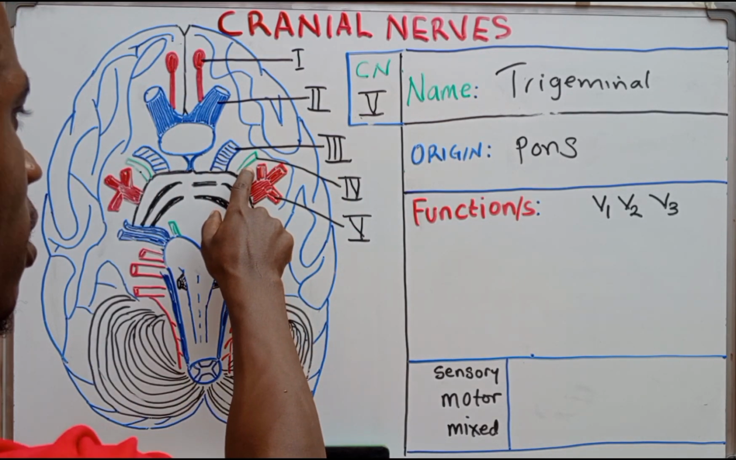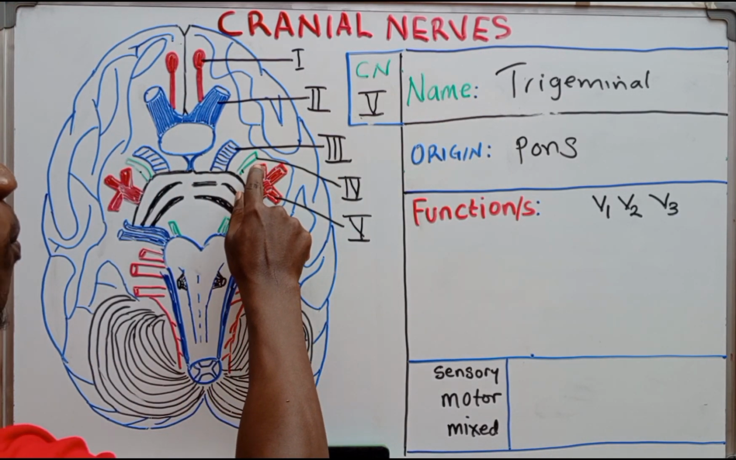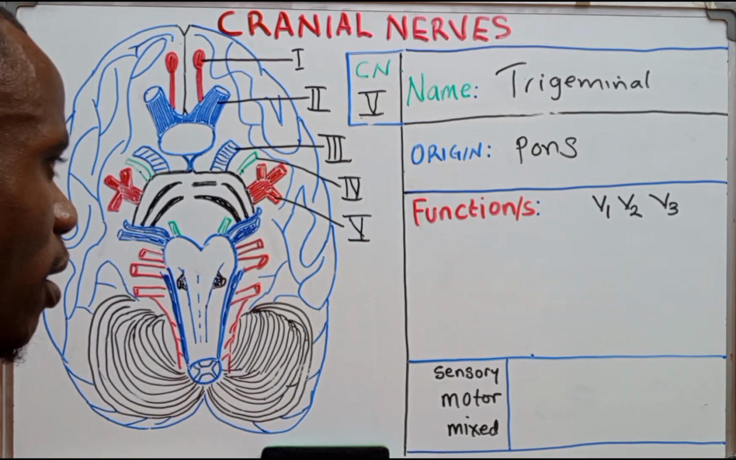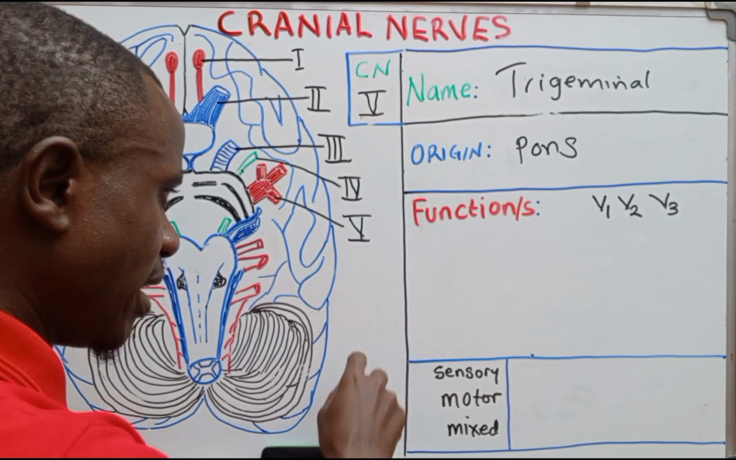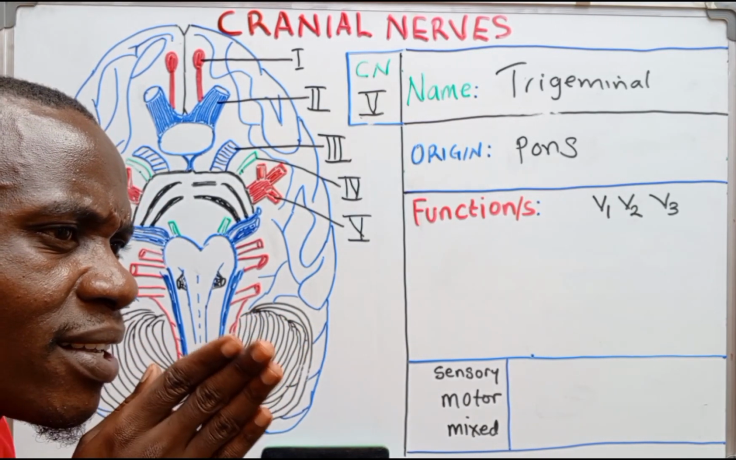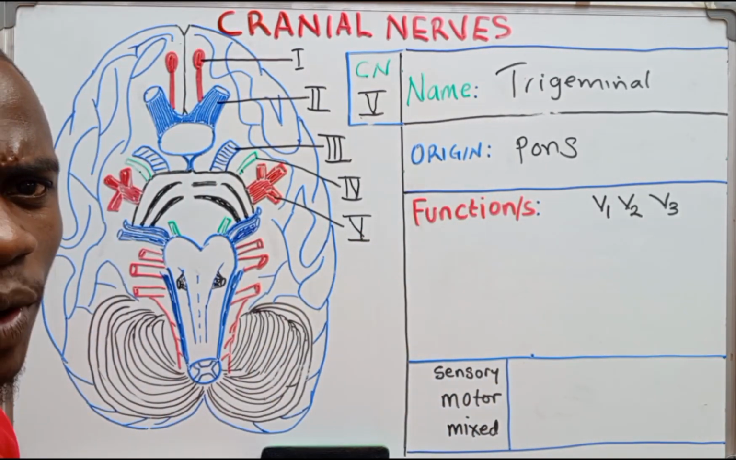You see, this division is going to be the ophthalmic, the maxillary, and then this one is what we call the mandibular branch. And of course, the mandibular branch is going to be moving with the fibers of the motor part of the trigeminal nerve.